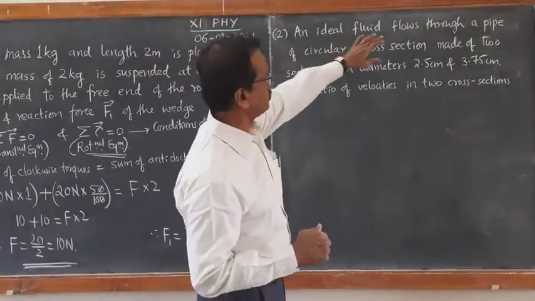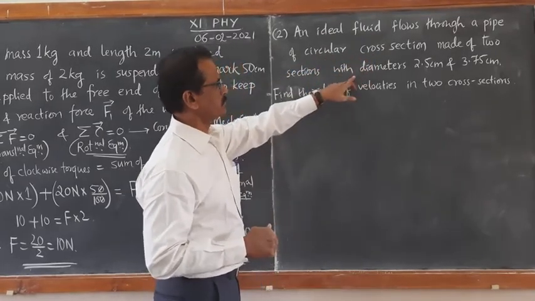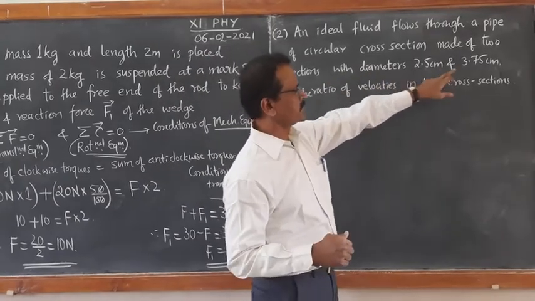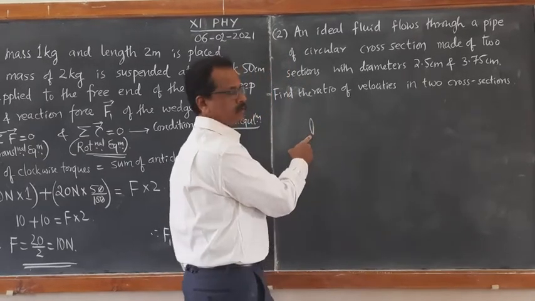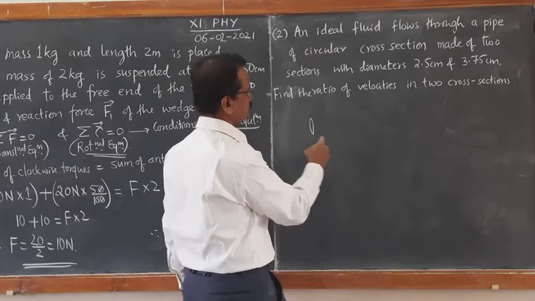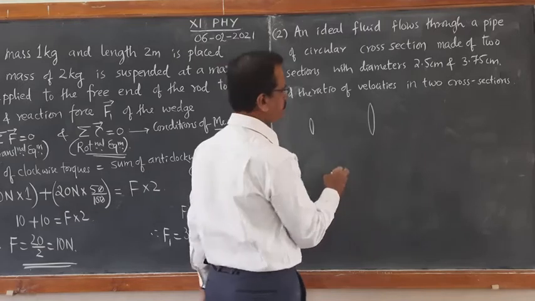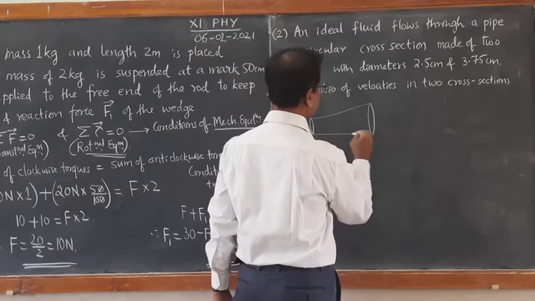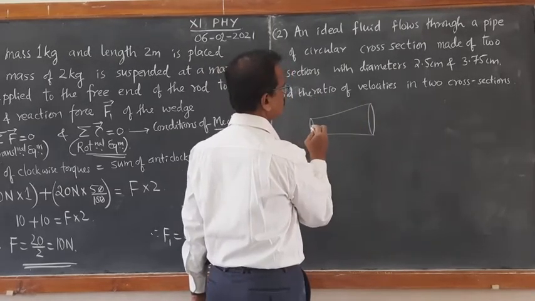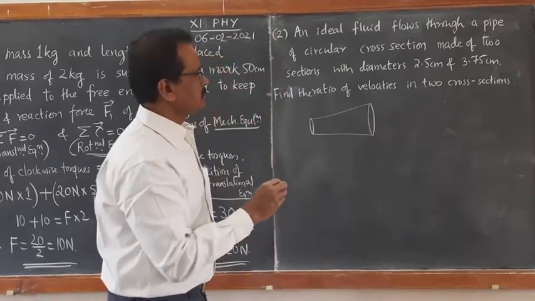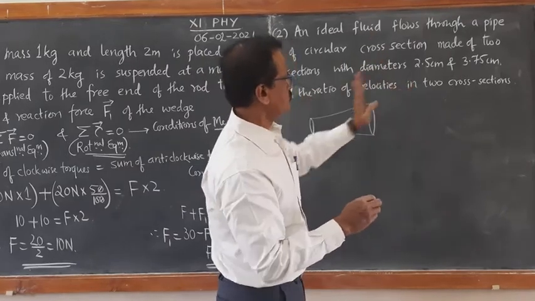An ideal fluid flows through a pipe of circular cross section made of two sections with diameters 2.5 centimeter and 3.75 centimeters. Suppose this is one circular cross section of 2.5 centimeter. There is another circular cross section of 3.75 centimeter diameter. So if this is the shape of the pipe, then find the ratio of velocities of the fluid in the two cross sections.